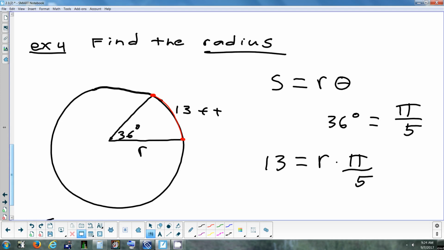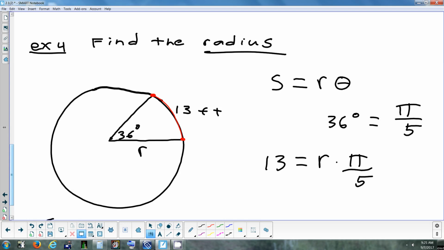What did you do to get pi over 5? I converted degrees to radians. I just didn't write it out. So I multiplied by pi, and I divided by 180. I just remember that one, just because it's a nice number at the bottom, 5.